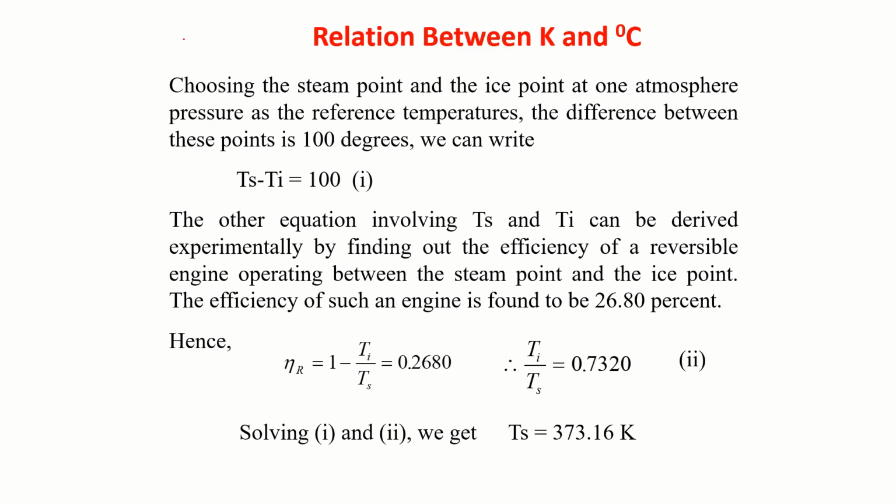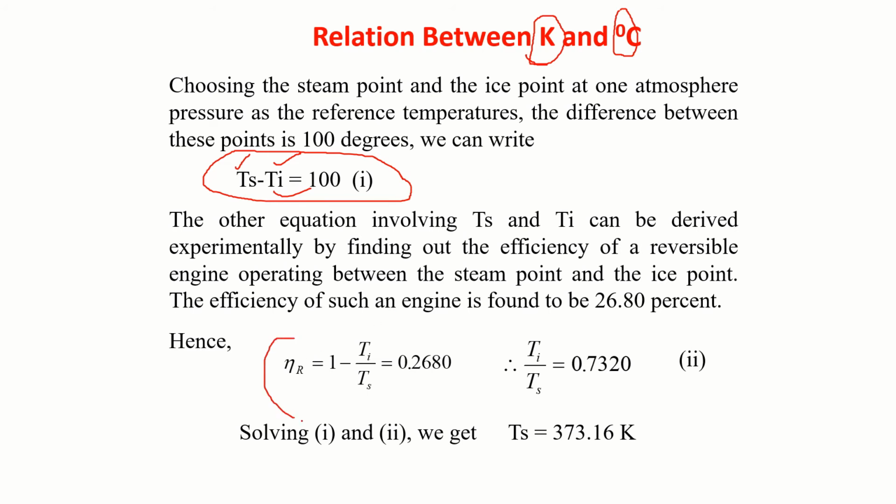Absolute temperature is always represented by K, Kelvin. Let us establish a relationship between K and degree Celsius. Let us write an equation: the temperature of the steam point and the temperature of the ice point, or you can call it the triple point of water also. Ts minus Ti is equal to 100.